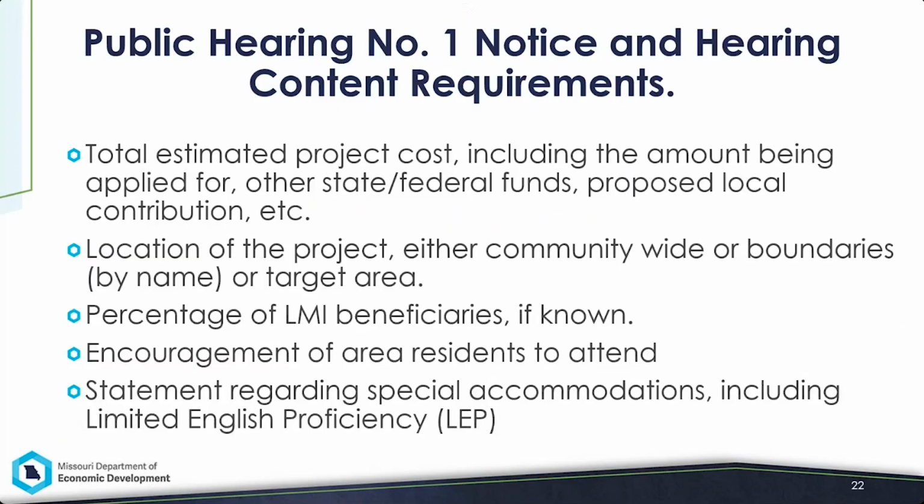The first public hearing must include specific information and language in the hearing content requirements, like the total estimated project cost, including the amount being applied for, other state and federal funds, proposed local contributions, etc. Also the location of the project, either community-wide boundaries by name or target area. Also the percentage of LMI beneficiaries, if known, and encouragement of the area residents to attend, along with a statement regarding the special accommodations, including limited English proficiency.